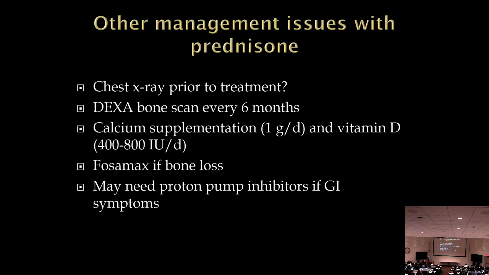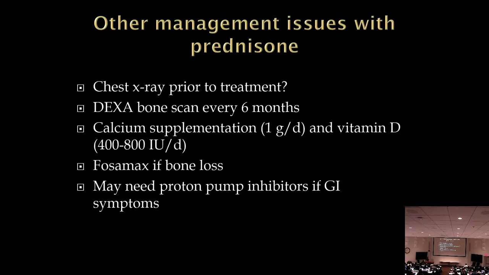So just some other things. When we use prednisone, I think more and more neurologists now are doing a chest x-ray. You want to make sure a patient doesn't have tuberculosis, that the steroids may bring out some underlying infection. We'll do something called a DEXA bone scan periodically if they need to remain on steroids, so that we can monitor for osteoporosis. And if that's getting worse, then we're going to be maybe more aggressive with other therapies.